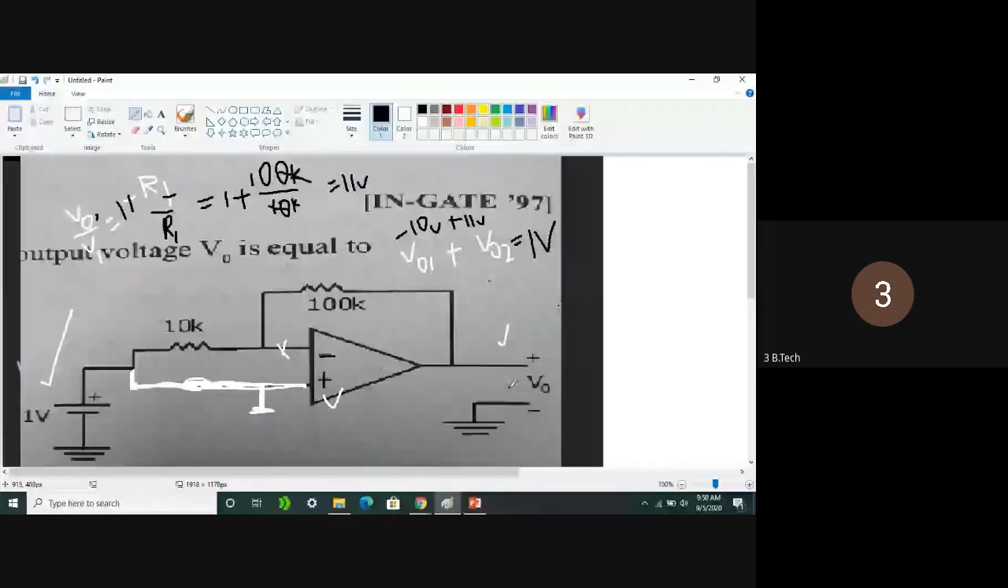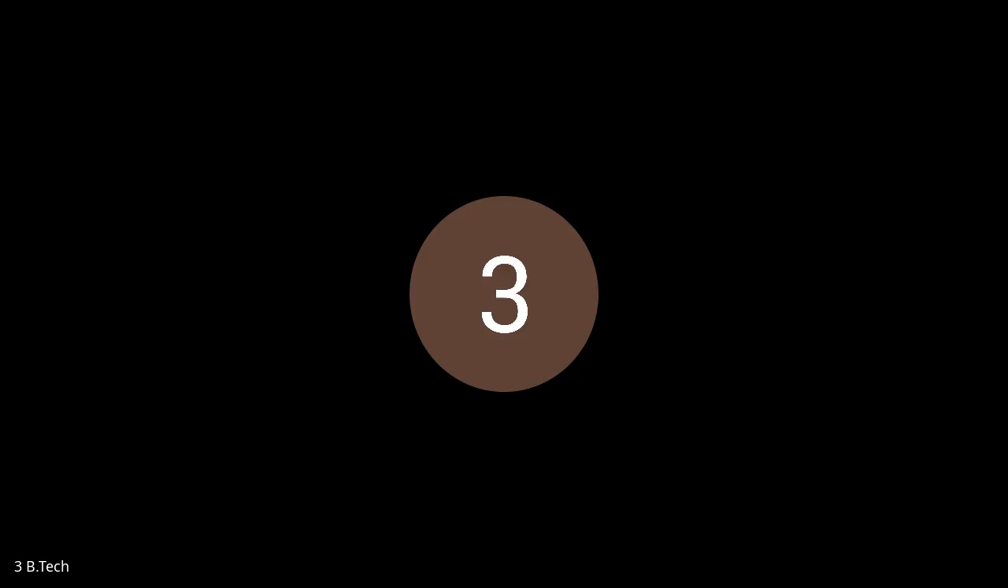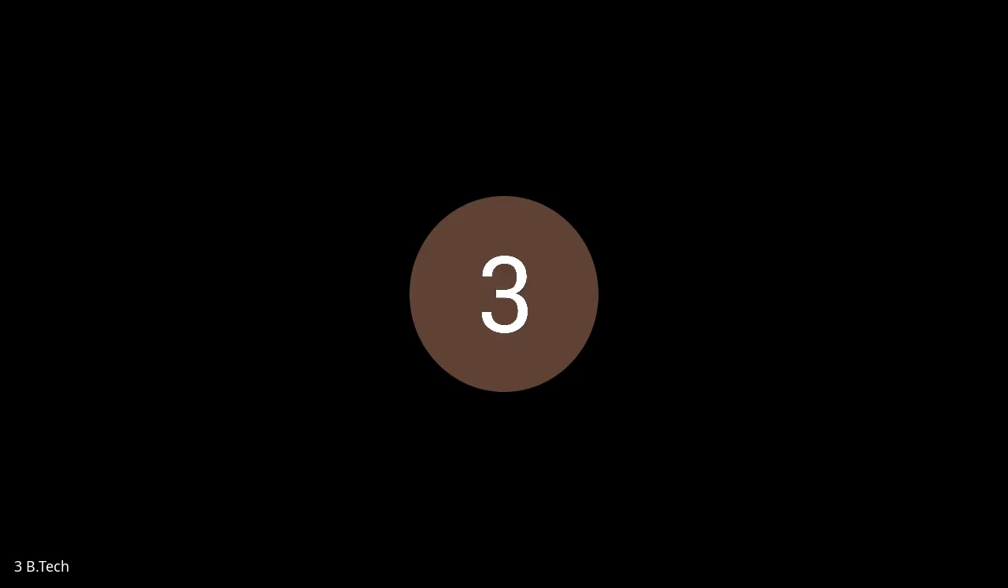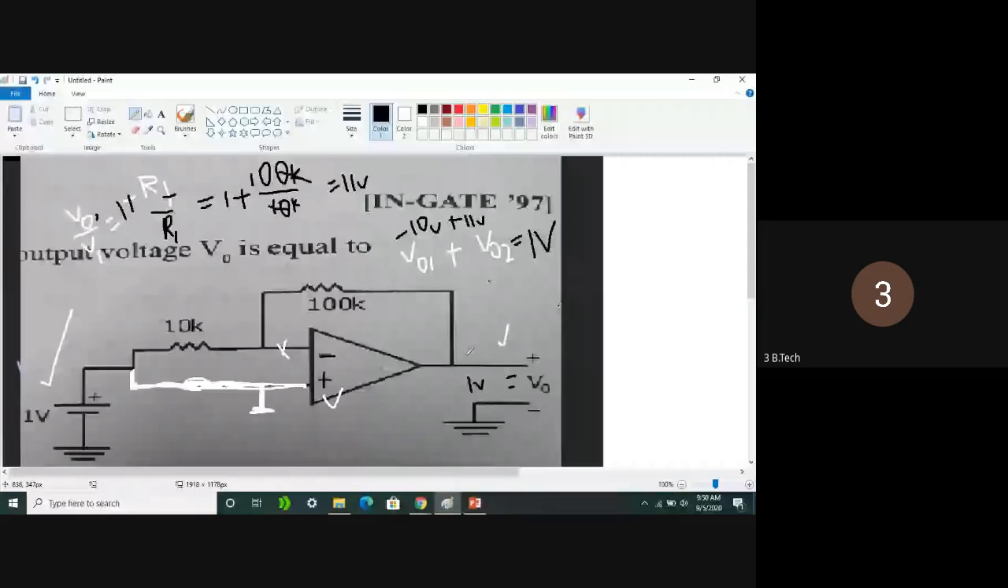And one more thing we need to remember here: the input voltage is 1 volt, and the output voltage is also 1 volt. So what is the advantage of this amplifier? It is not amplifying. If you apply 1 volt, 1 volt is produced. Is that clear to all of you? There is no amplification done for the output voltage. Then what is the purpose of this amplifier?